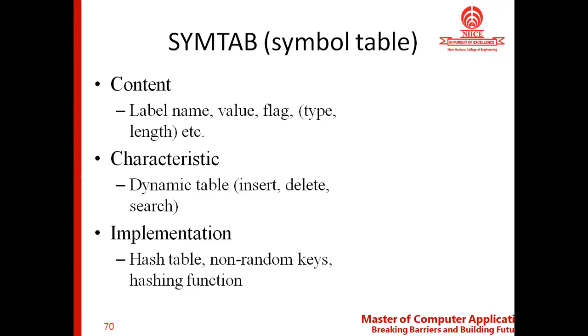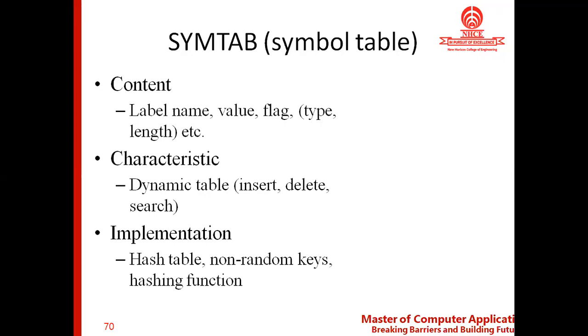Let us have a view of the symbol table. The symbol table has the label name, that is the symbol name, and it has the value, then flag, and it has the type and length. Based on the symbol we use, the type of the symbol, whether it is an absolute symbol or a relative symbol, whether it is an absolute address or a relative address, this information would be available in the symbol table.